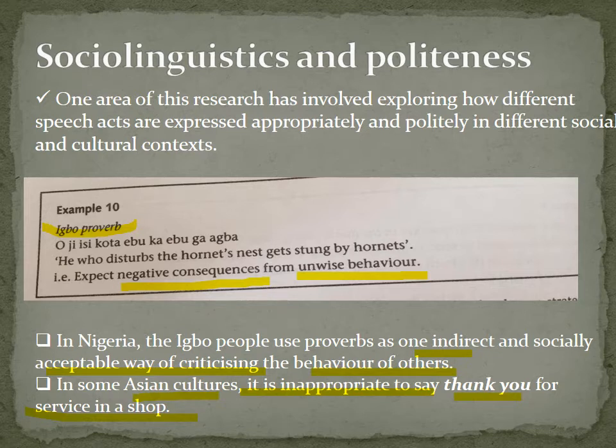He who disturbs the hornet's nest gets stung by hornets. Expect negative consequences from unwise behavior. It means, in Nigeria, the Igbo people use proverbs as one indirect and socially acceptable way of criticizing the behavior of others. This is the aim of using proverbs in Nigeria, according to Igbo people.